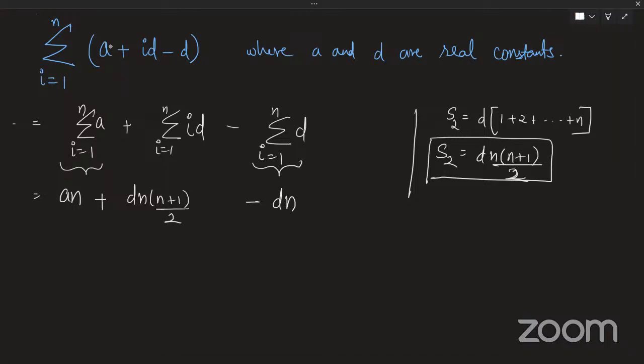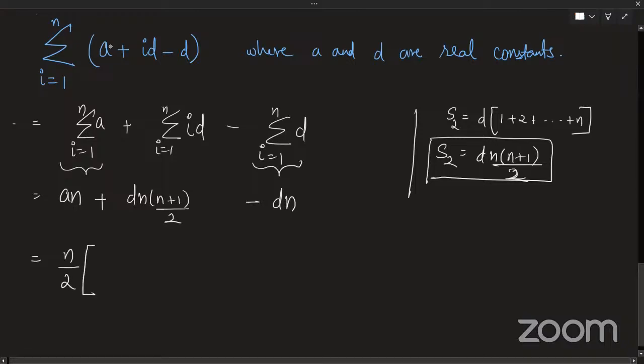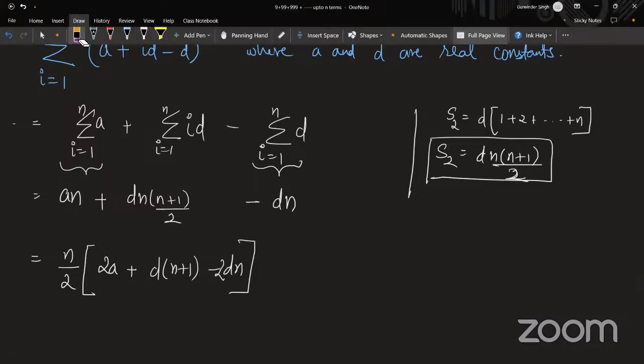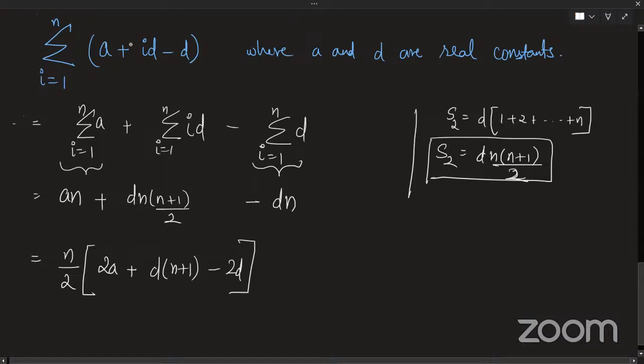Everyone got this? Okay, great. So now I am asking you to take n by 2 common from this whole thing. What happens when you take n by 2 common? It is 2a plus d into n plus 1 minus 2d. Sorry, minus 2d, correct. It is minus 2d, and n plus 1. Right, everyone got it?